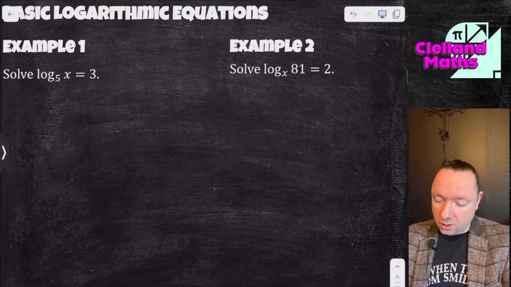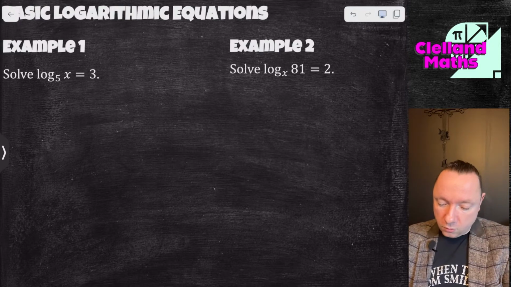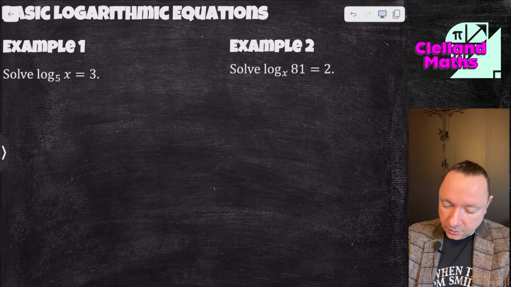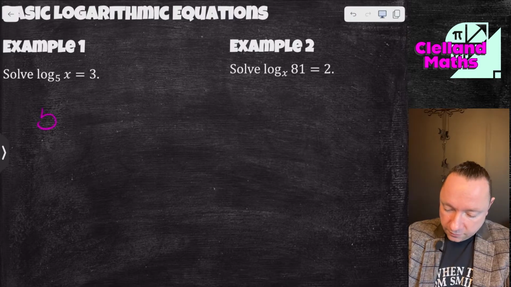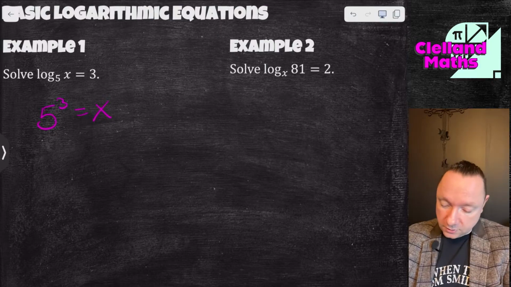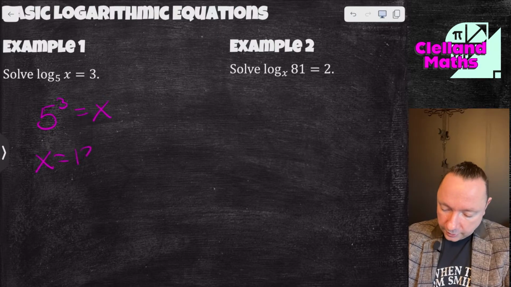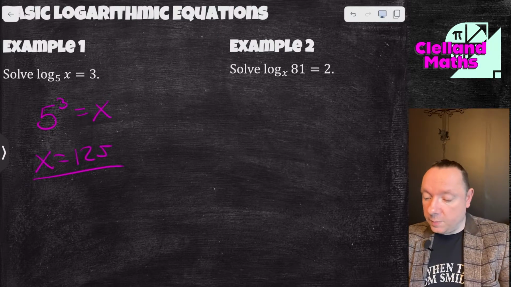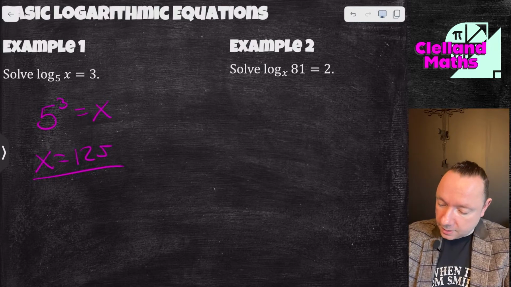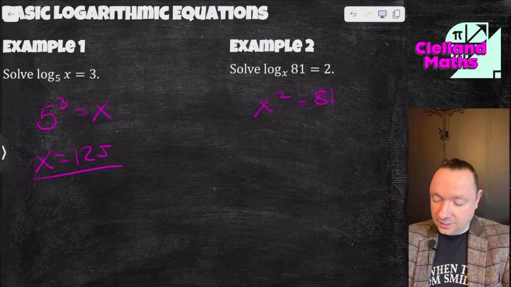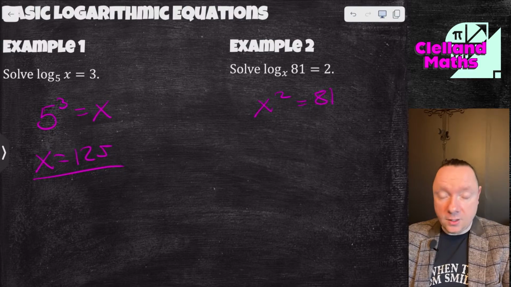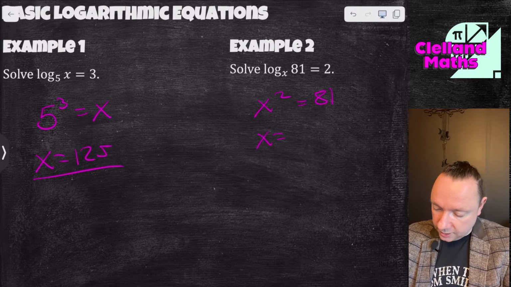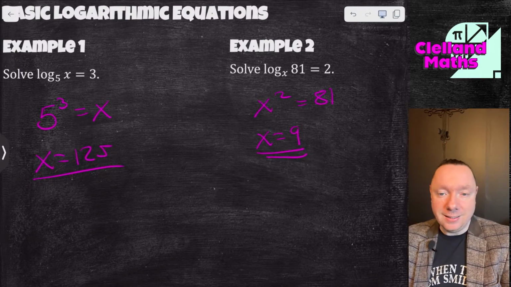Okay, some basic logarithmic equations. Example 1, solve log base 5 of x equals 3. So I just translate that into 5 cubed equals x. Well, that's it. 5 times 5 is 25 times 5 is 125. And we're done there. Log base x of 81 equals 2. That means that x squared equals 81. The square root of 81, something squared is 81. So that means that x equals 9.